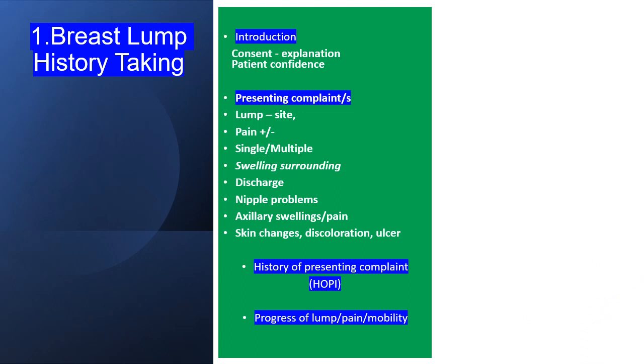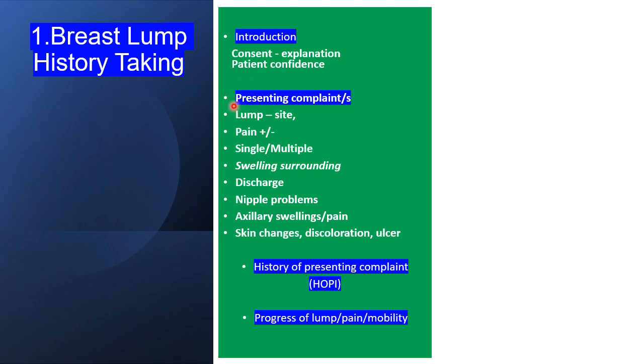Now, before you go on with the examination of the breast, you must take a very good history with the patient, especially with the patient with breast lump. Okay, the first thing is the introduction. You have to get the consent of the patient, and to get a good history, you must have the patient's confidence. So it's very important for you to talk to the patient before you proceed with taking history and examination.